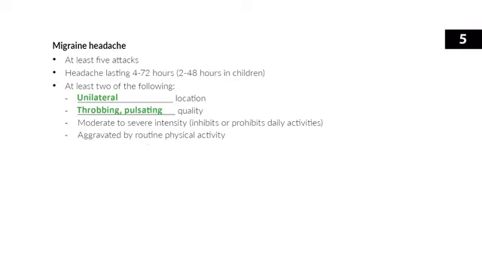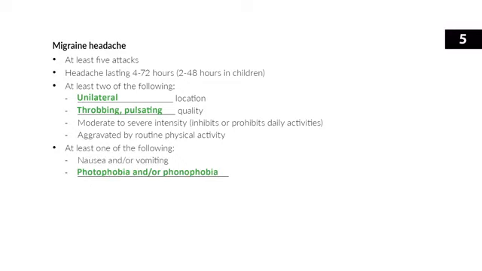And with a migraine, you should have at least one of the following: nausea and vomiting, or photophobia or phonophobia, sensitivity to lights or sensitivity to loud noise. These patients just want to lie in a dark, quiet room until the migraine passes.